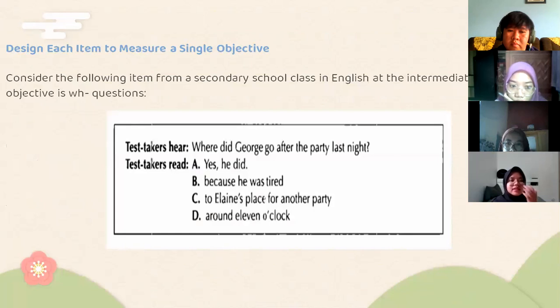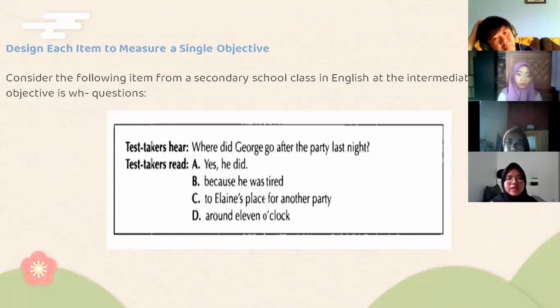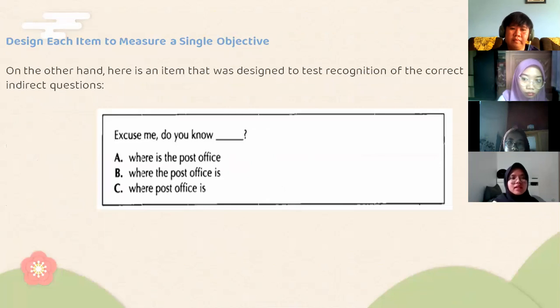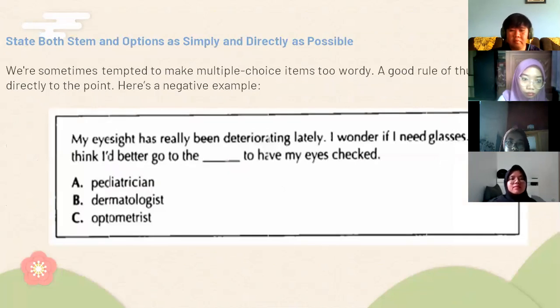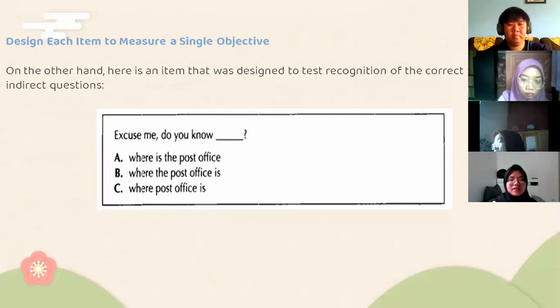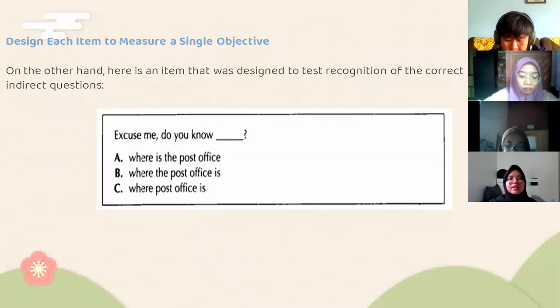The next is to design each item to measure a single objective. The first one is to consider the following item from a secondary school class in English at the intermediate level. The objective is WH questions. On the other hand, here is an item that was designed to test recognition of the correct word order of indirect questions.